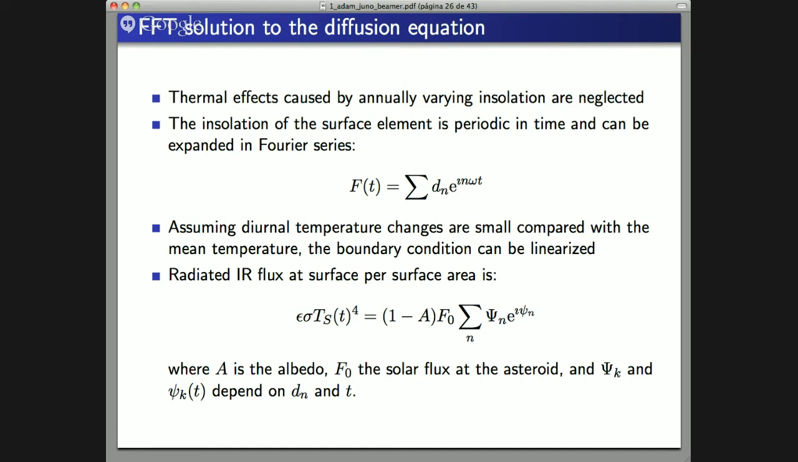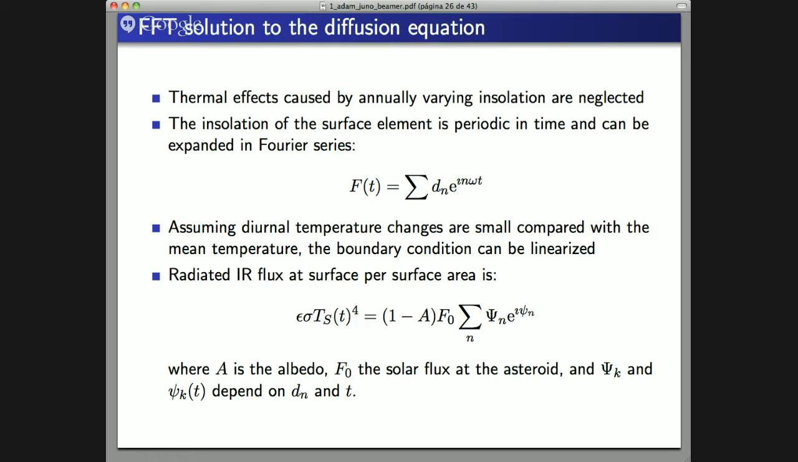And if we expand the insolation in Fourier series, where the d_n are Fourier coefficients, then we get the radiated flux in this form. And we can calculate the derivatives also analytically, so we don't have to do finite difference.